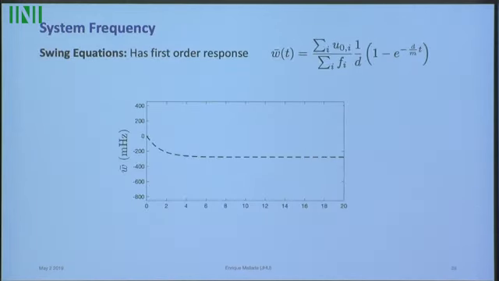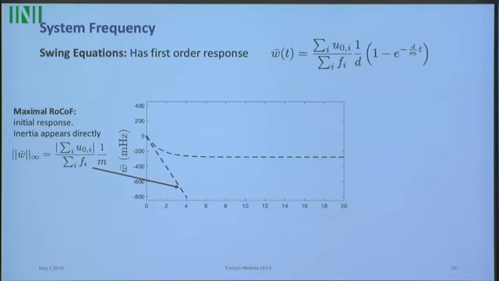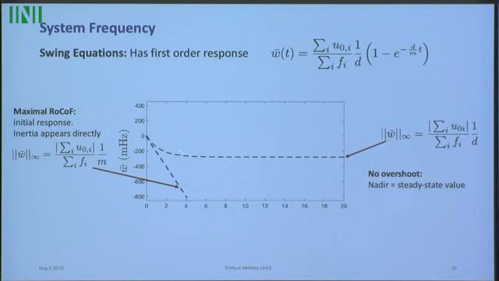So what can we say? If you look at the swing equation model and the system frequency, we can analytically compute the RoCoF, and we can say that it depends as 1 over M. Arguably, this is not extremely new. But the interesting thing is that when you just use system inertia in the swing equation, you don't have an overshoot. The steady state value is the nadir.